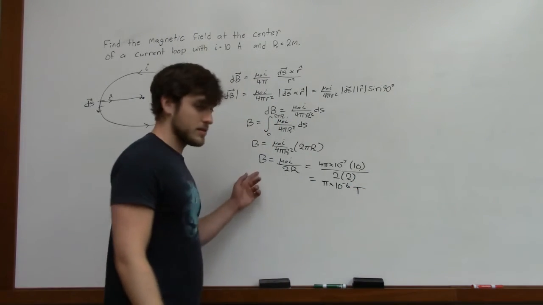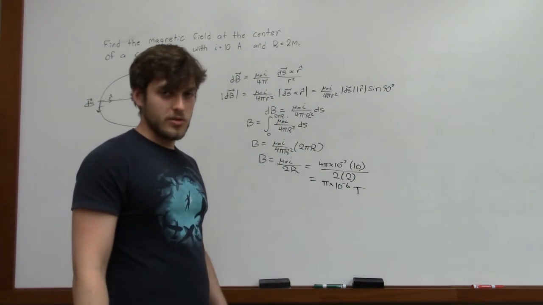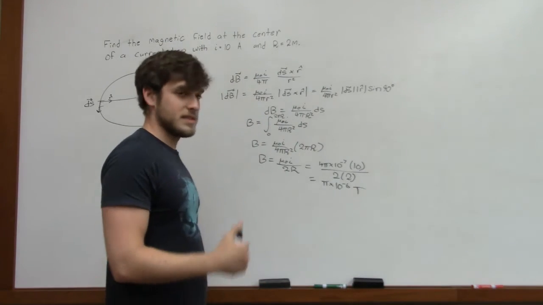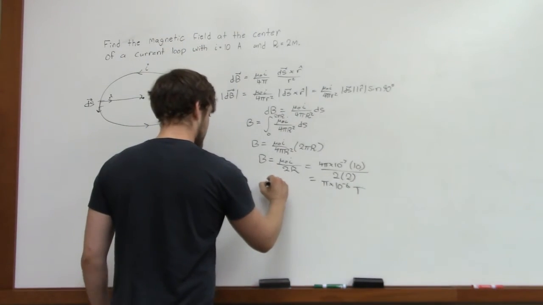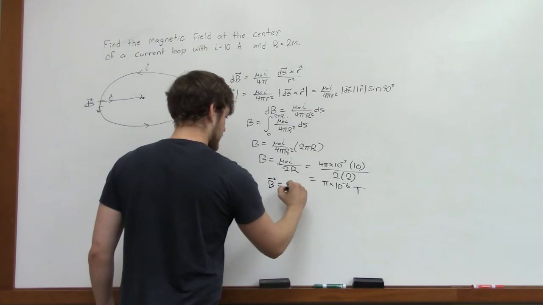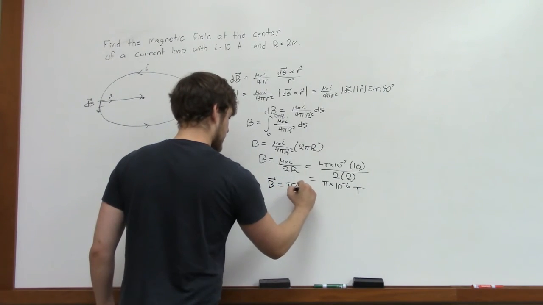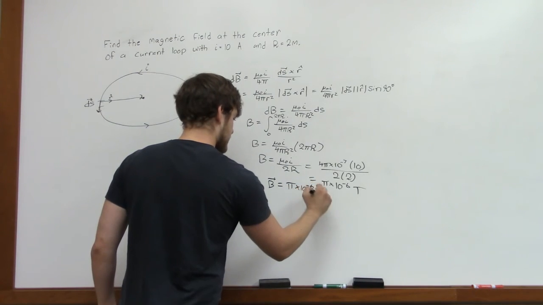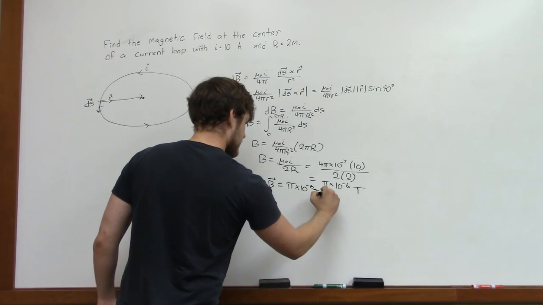Now this is the magnitude of our magnetic field, and we already figured out it's going to be pointing in the positive z hat direction. So writing this in vector notation, we have the magnetic field at the center of the loop is going to be pi times 10 to the minus 6 teslas z hat.